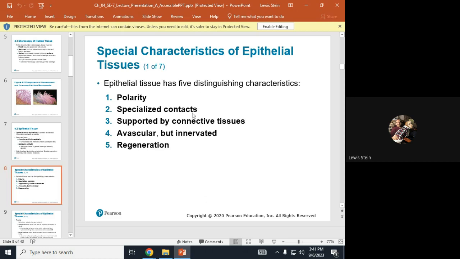So they have specialized contacts, some of those. Underlying every one of those is something called loose areolar connective tissue, under where it's attached. That's how they get nourishment, and that's how they basically release a lot of waste products, because they don't have their own blood.